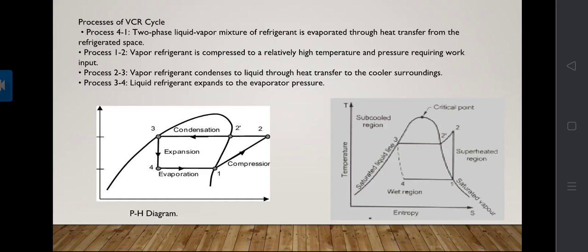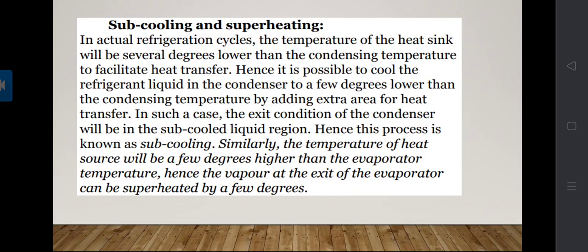And 3 to 4, the liquid refrigerant expands to the evaporator temperature. Again, in a TS diagram we can also see the saturated liquid line, the wet region, then the saturated vapor, and then the vapor converts into liquid after condensation. All these processes are shown in the pH and TS diagrams. Here the superheated region and the subcooled region are also shown in this diagram. Okay, next we see subcooling and superheating.